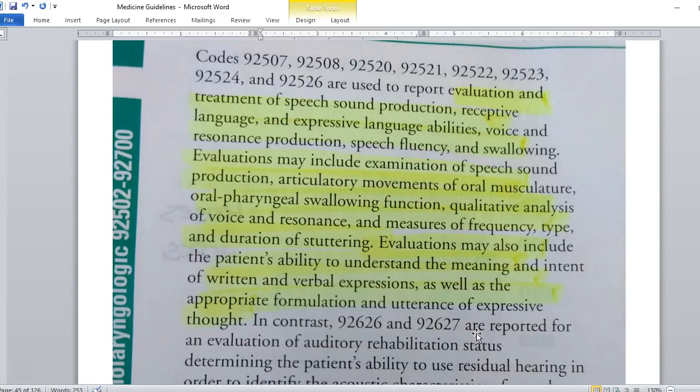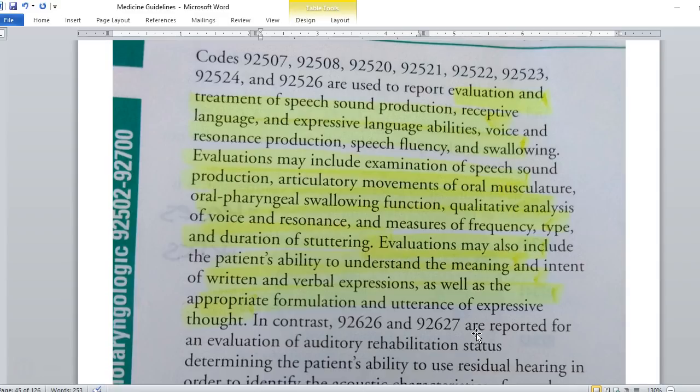So again, this could be used for small children. This could be used for someone who's special needs, someone who's in a traumatic accident or injury, someone who had a stroke, lots of different reasons.